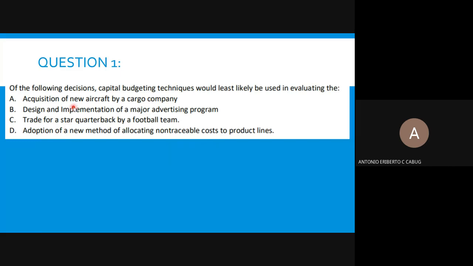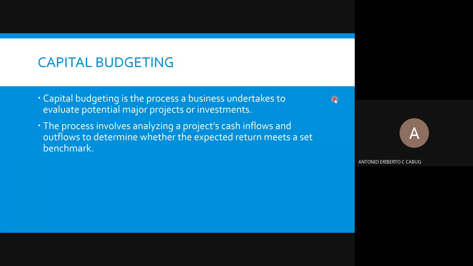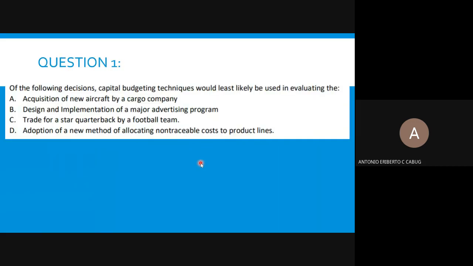Of the following decisions, capital budgeting techniques would least likely be used in evaluating the blank. Remember that capital budgeting is what the business undertakes to evaluate potential major projects or investments, those that would involve a significantly large amount of cash outflow. Acquiring a new aircraft by a cargo company would take a large amount. Designing and implementing a major advertising program is a large cash outflow.